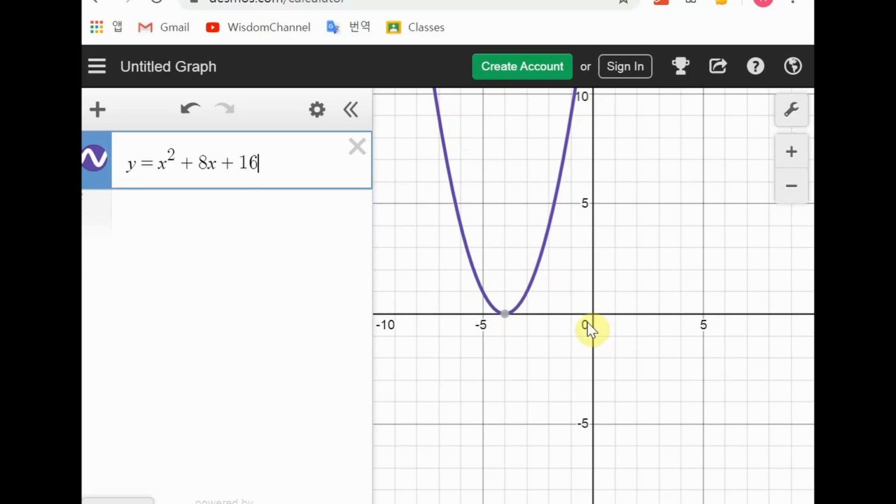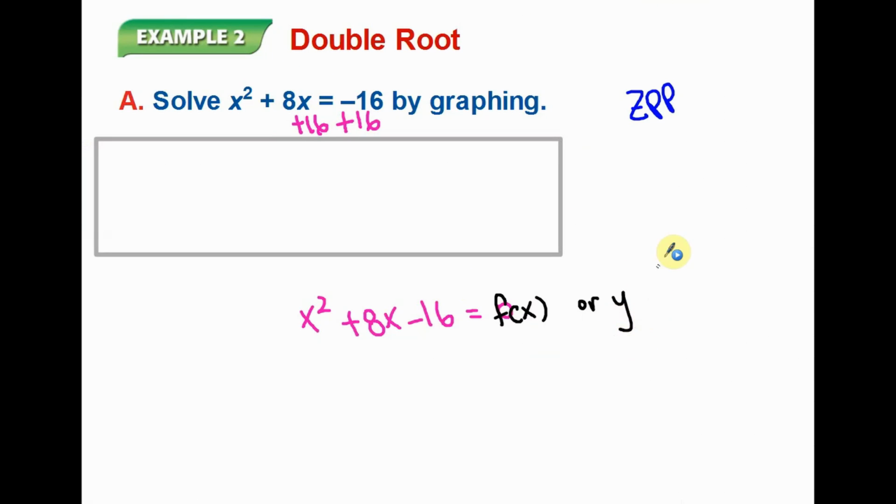And I'm looking for the x-intercept. If I click this point, it will tell you already it's at negative 4, 0. So if my x-intercept is at negative 4, 0, what you're going to write as a solution, my answer, is x is equal to negative 4.